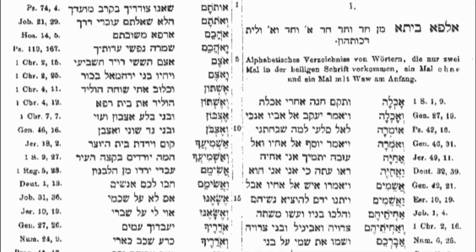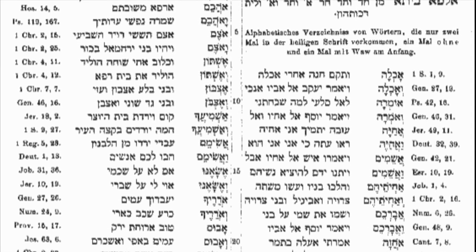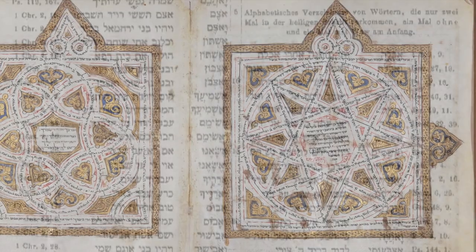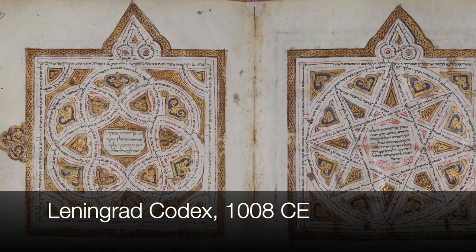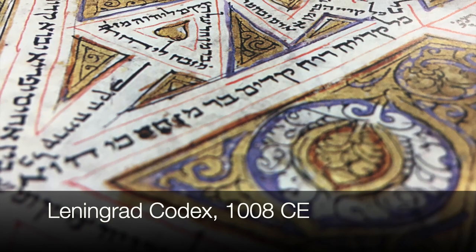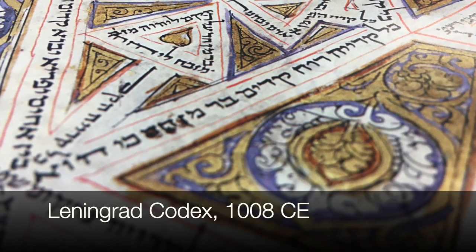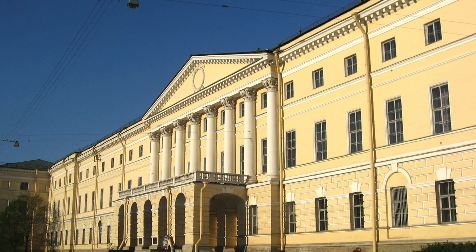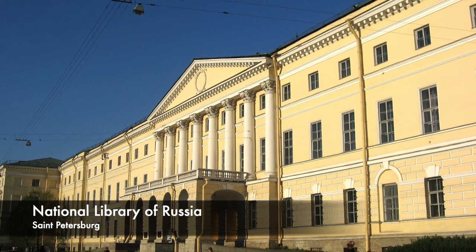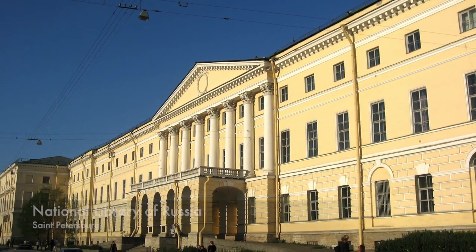And they produced many different types of works, but the most important for us is the Leningrad Codex, which was written in the year 1008 CE, and it is the oldest complete Hebrew Bible, the oldest Tanakh that we have today, and it is currently housed in the National Library of Russia in St. Petersburg. So let's take a look at what's inside.